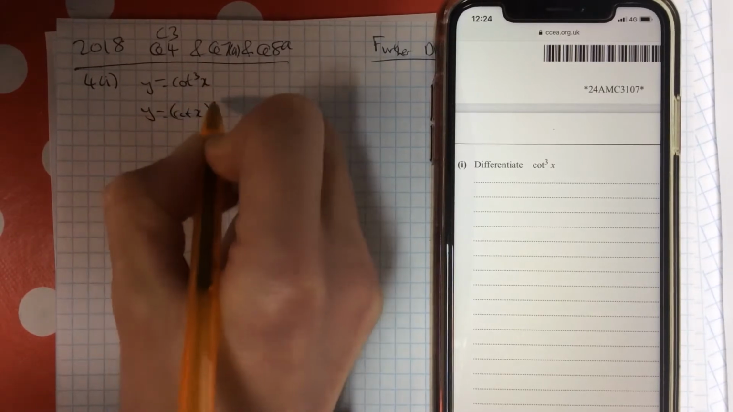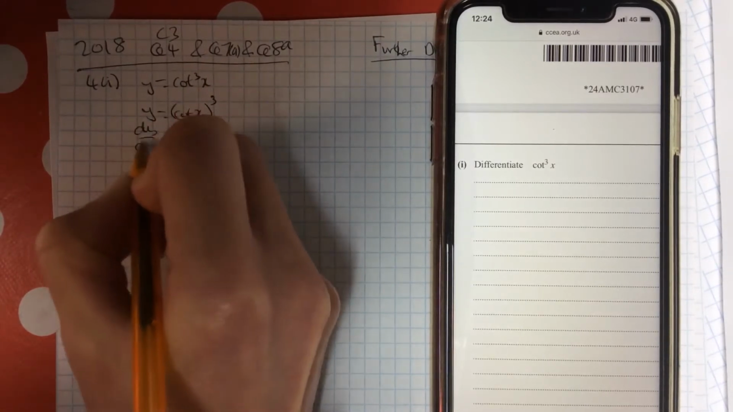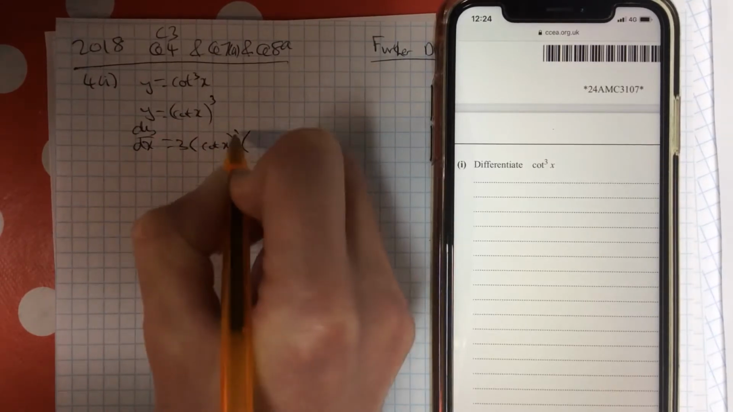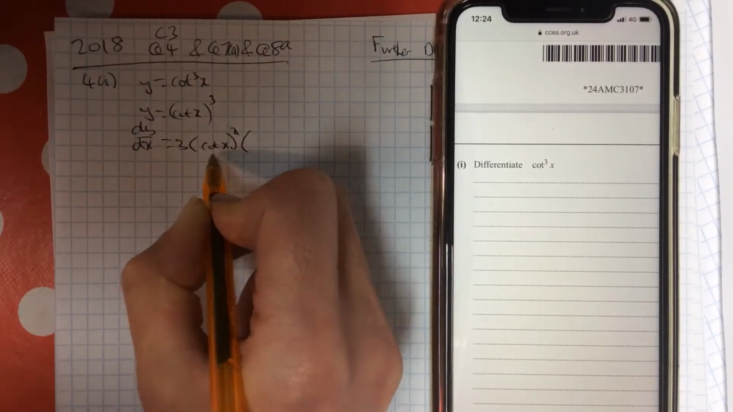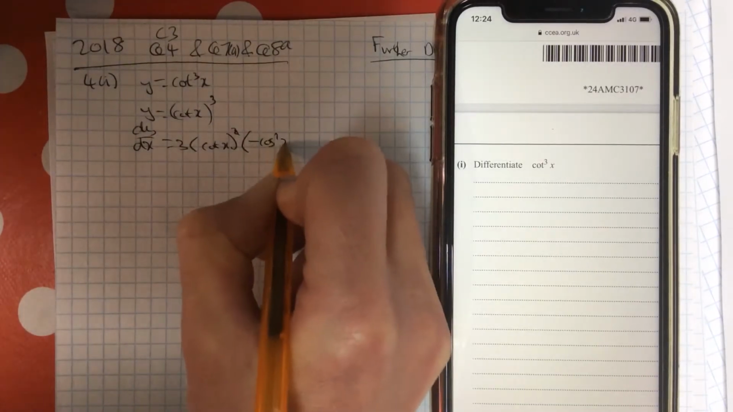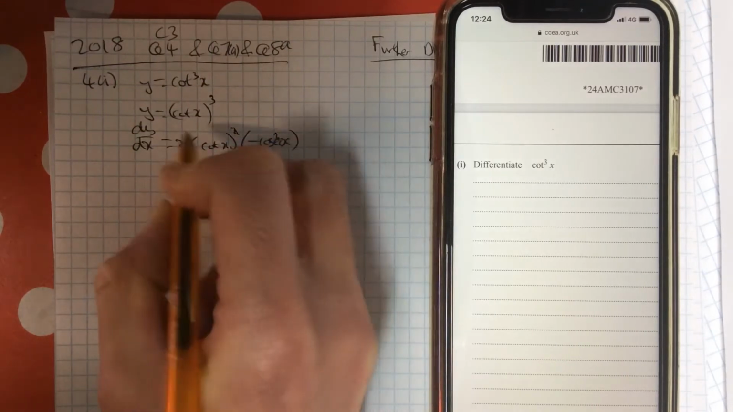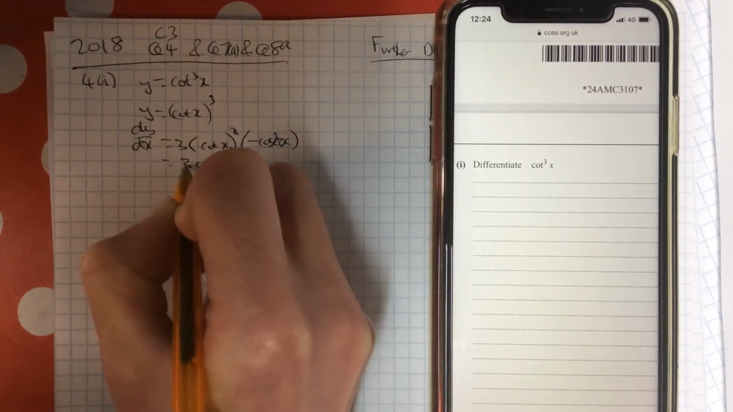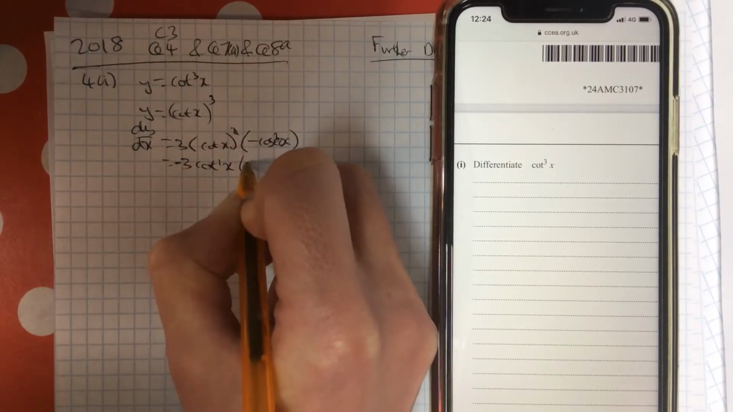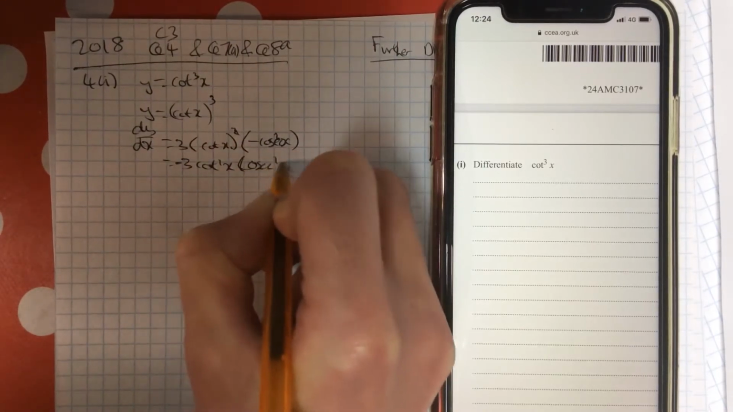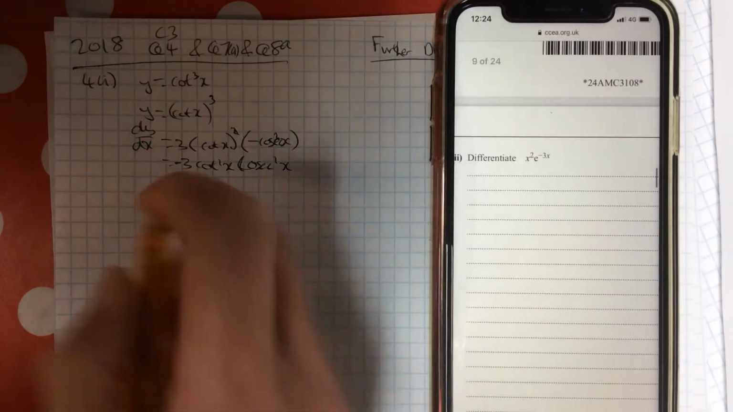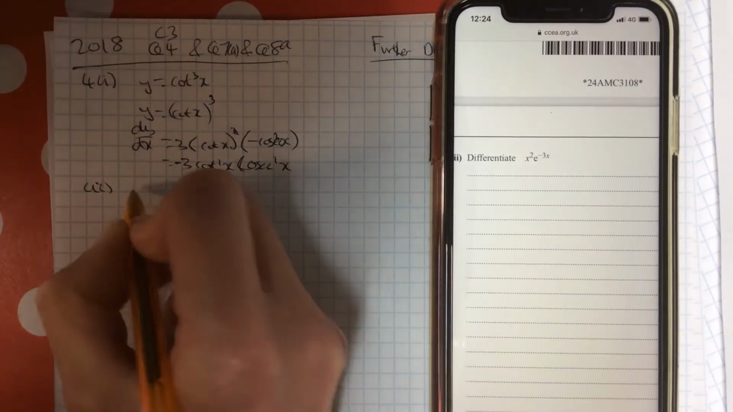Then treat that as a bracket. To differentiate a bracket, the power goes in front, you take one off the bracket, and then you multiply it by the derivative. Cot goes to minus cosec squared. So tidying all that up, it's 3 cot squared x, minus can go in front, and then it's just cosec squared x.